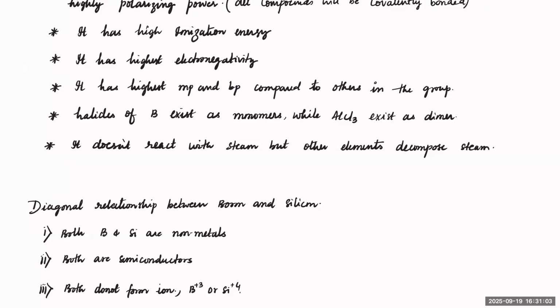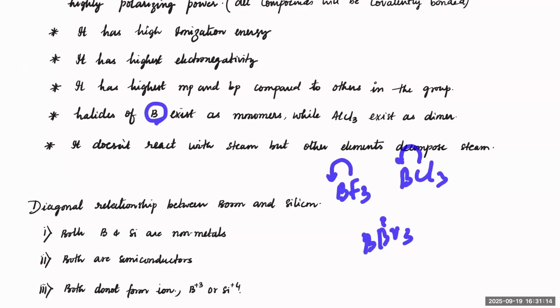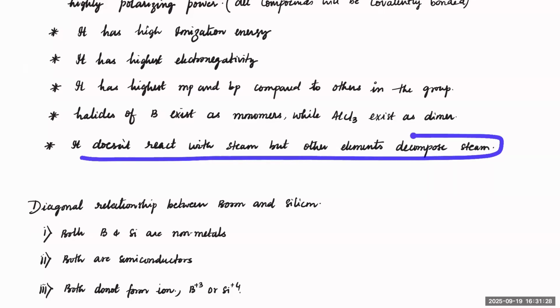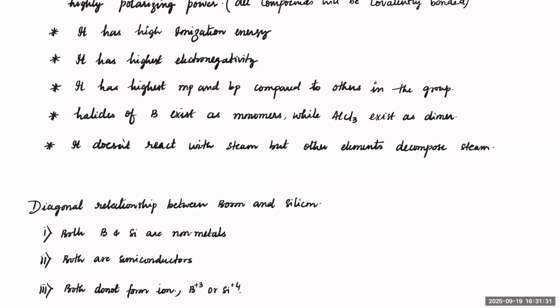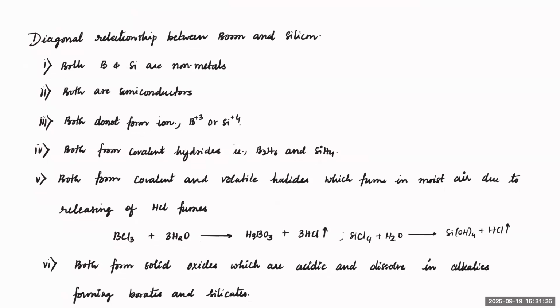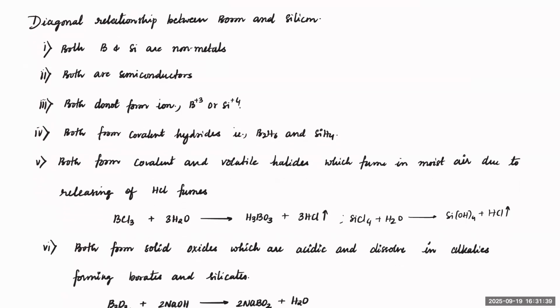Because boron, when it comes to formation of BF3, BCl3, BBr3, and so on, it will have a back bonding within them. So it does not require two different molecules to combine. Within that molecule only, it will exhibit back bonding and try to stabilize itself. Next, it does not react with steam, but other compounds usually react with steam. These are typical differences.